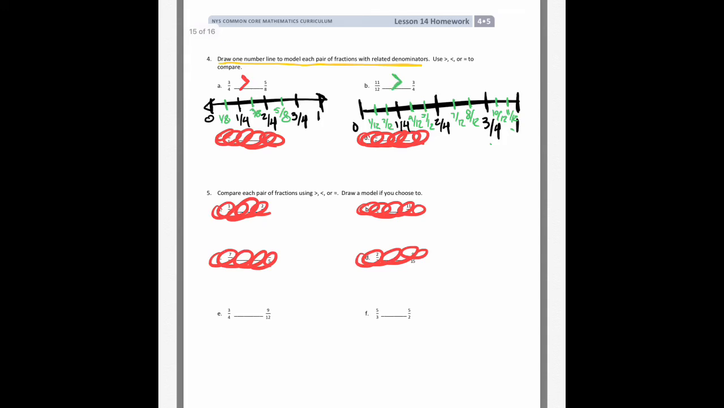Okay, down here on number 5, we're doing the same thing, but it says draw a model if you choose to. You don't have to if you already know the answer, if you can reason it out in your head. So let's look at part E. It says 3/4 compared to 9/12. So I'm just going to draw a number line just to show you guys. 0 and 1. And I'm going to split it into fourths, like I have been. And now I'm going to split it into 12ths as well, like we did in part B of number 4.